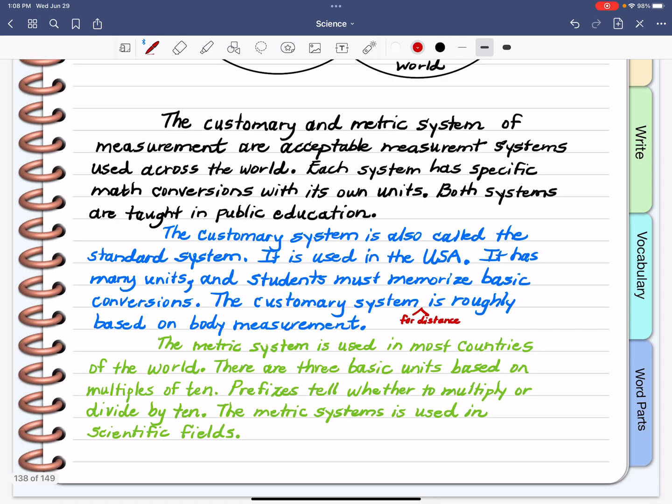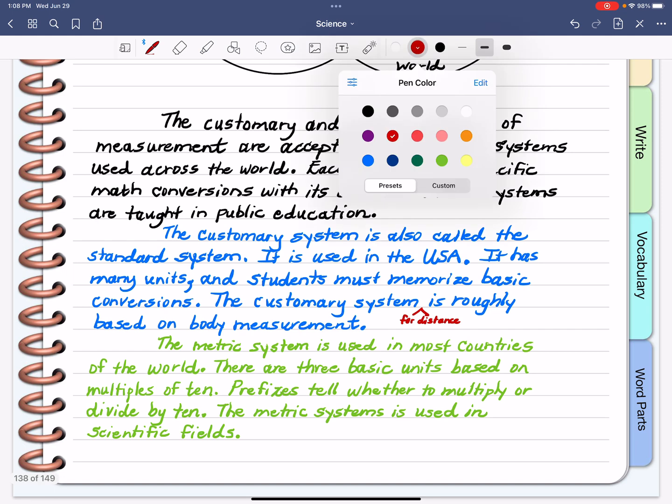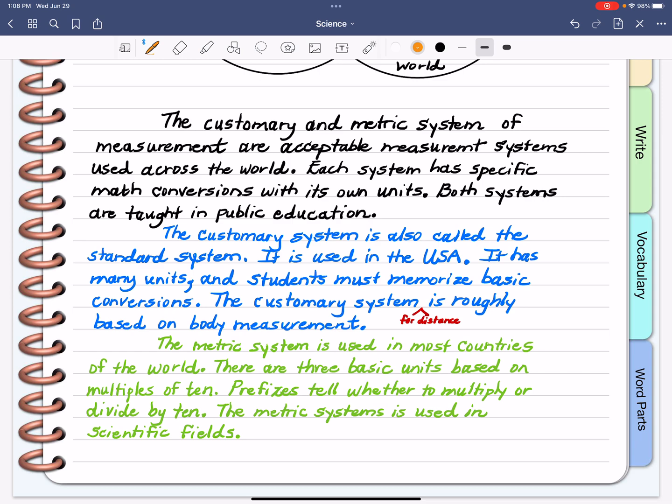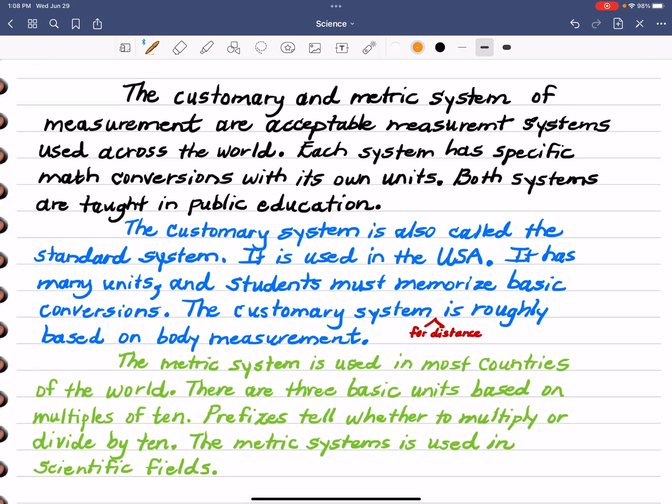Our passage has 3 paragraphs. The first paragraph shows the similarities. The next paragraph talks just about the customary system. And the final paragraph talks about just the metric system. So let me reread this passage. I'm sure there are mistakes that I need to correct. So I'll get an orange pen to correct.